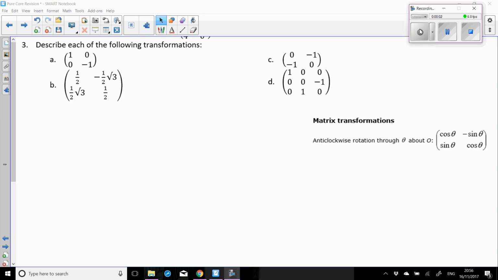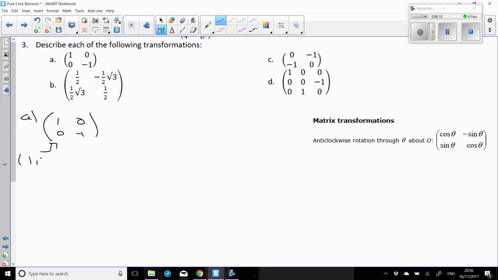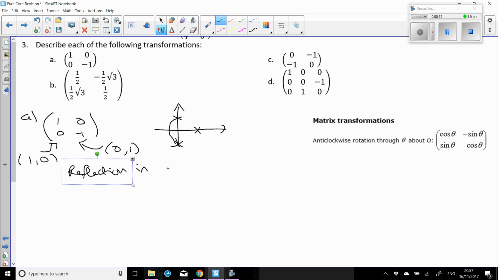In question 3, we're looking at matrix transformations, and one of the key points to remember, especially for the first part, 0, 0, minus 1, is that this column is the image of the point 1, 0, and this column is the image of the point 0, 1. And you can use that to work out what's been going on. So 1, 0 has stayed where it is, 0, 1 has gone to 0, minus 1, so it's gone down there. So that is a reflection in the x-axis.